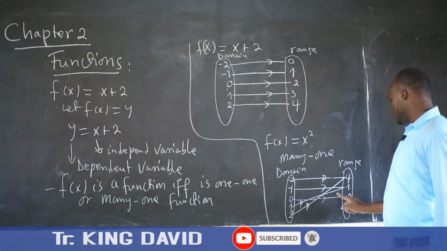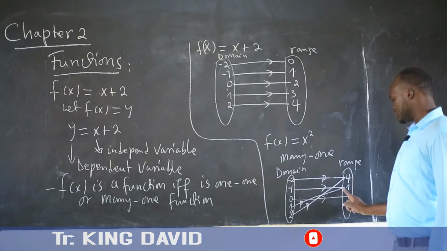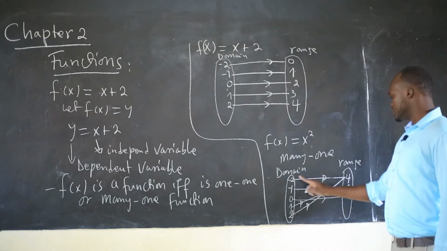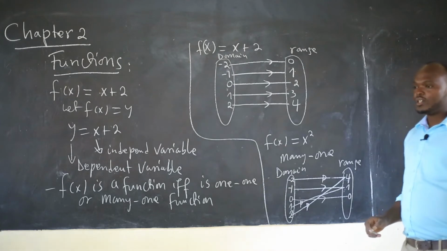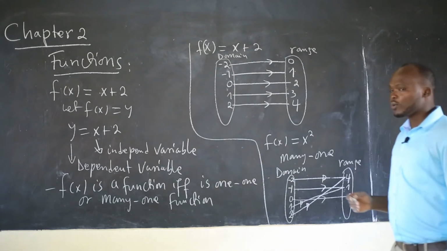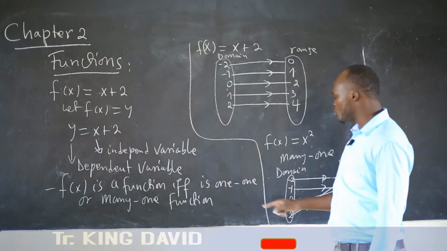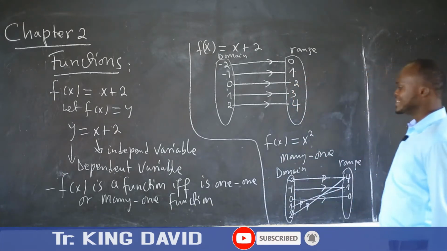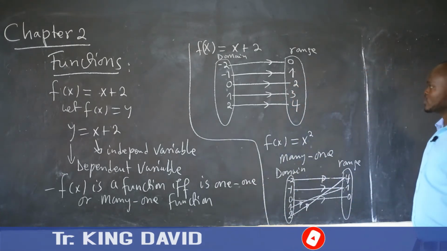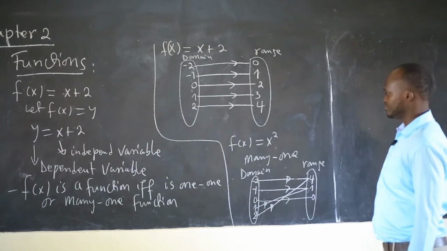So 1 to 1, negative 1 to 1. 2 to 4, negative 2 to 4. So that is many to 1. So we call f of x a function when it is 1 to 1 or many to 1. But when it is many to many, that's not a function, it is a relation.